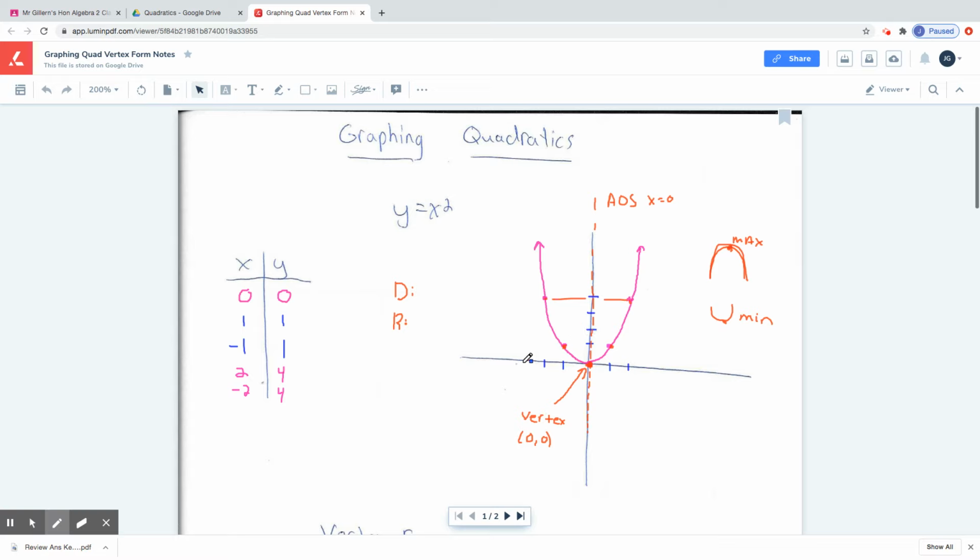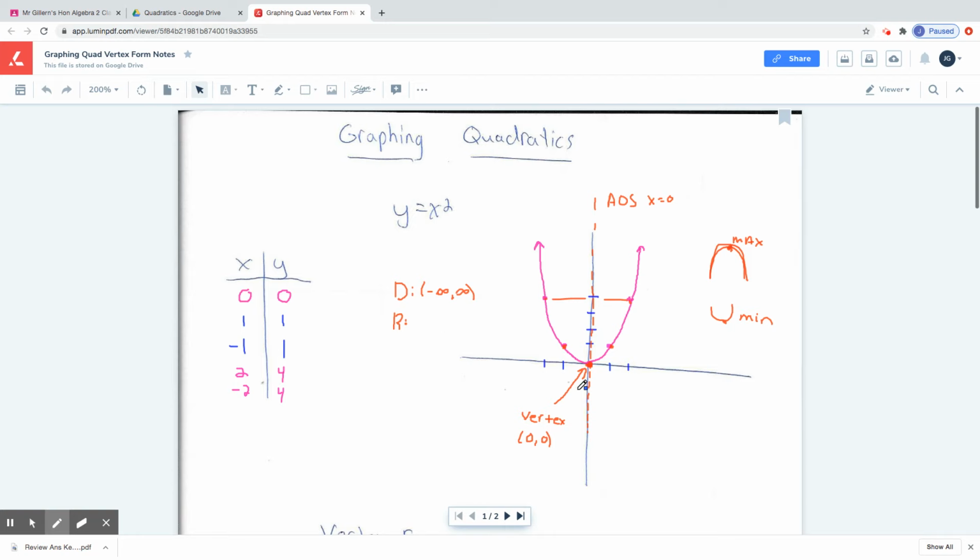The domain is all the possible x values. Well, in this problem, x can be anything, right? It's going to keep going over. I can plug anything in for x, and it gives me something for y. There's no restrictions on it, all right? So that means it's negative infinity to infinity. And that's always going to be the case for a parabola facing up or a parabola facing down. It's always going to be negative infinity to infinity.